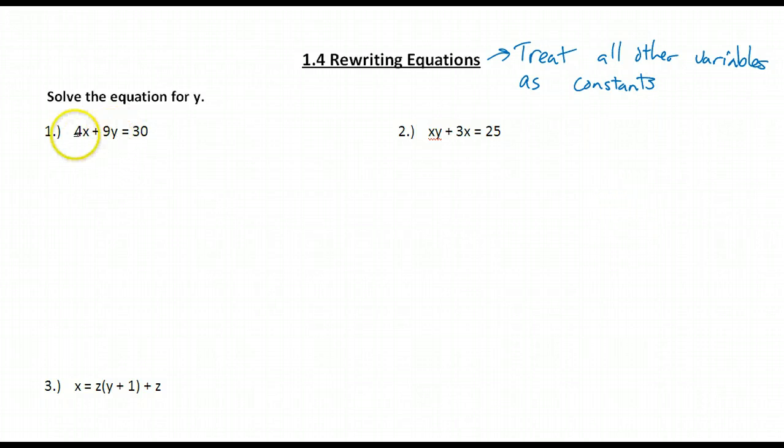If we look at example number 1, we have a linear equation, and in our linear equation we have an x value and a y value on the left and a constant on the right. The 4 is the coefficient for x and the 9 is the coefficient for y, and 30 is just a number, it's our constant. This linear equation is written in standard form.